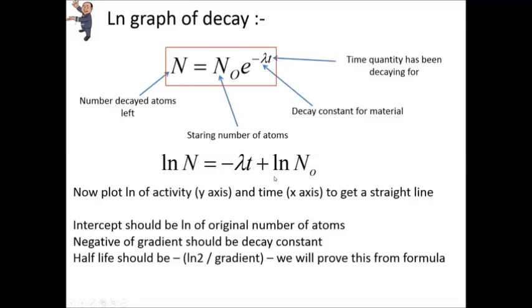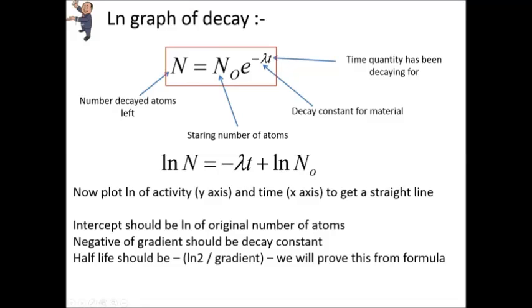In terms of how we got this, if you take natural logs of both sides, ln N would be equal to the natural log of all of this. We can then use our log laws and get rid of the exponent, get rid of e, the exponential number, and come up with this formula, which is in the format of y equals mx plus c. Using this, if we plot the natural log of the activity on the y-axis, sorry, and time on the x-axis, we should get a straight line, and our m, minus lambda, should be the gradient, and our intercept should be the natural log of the original amount.